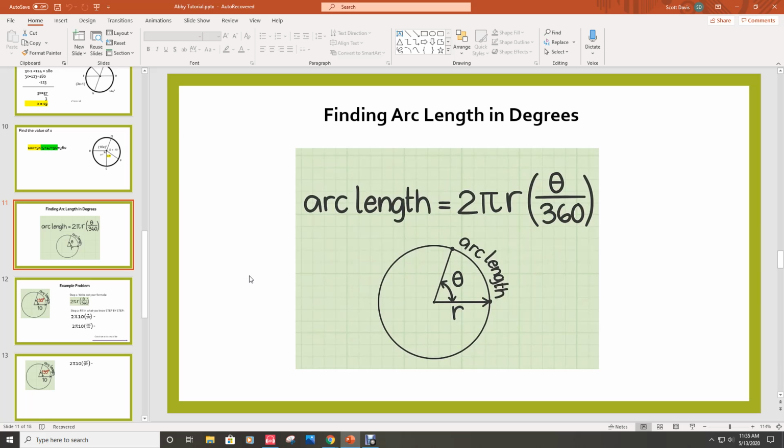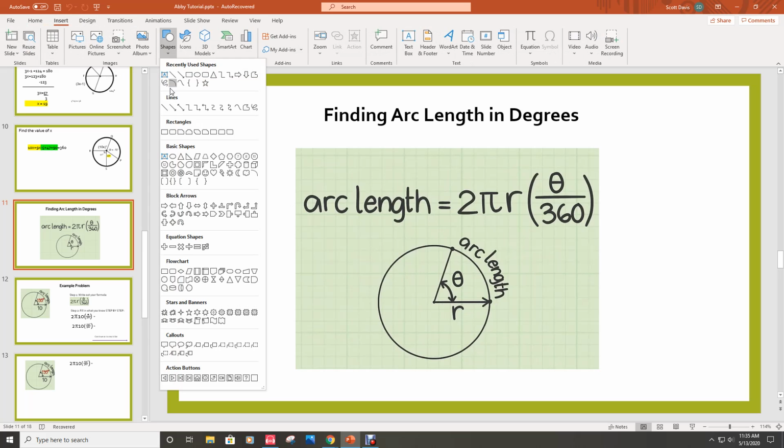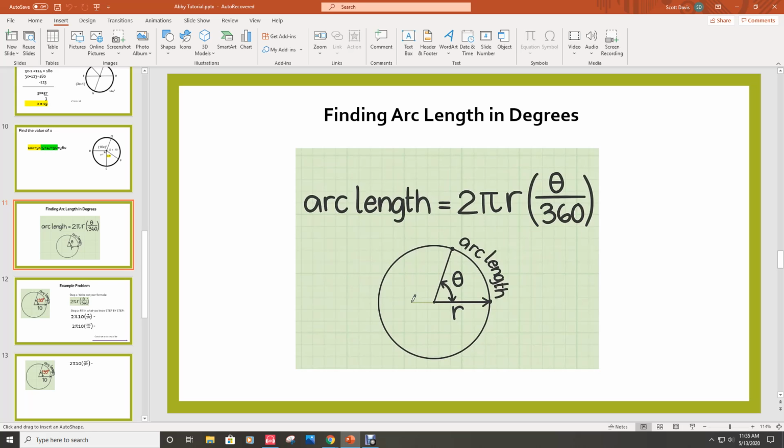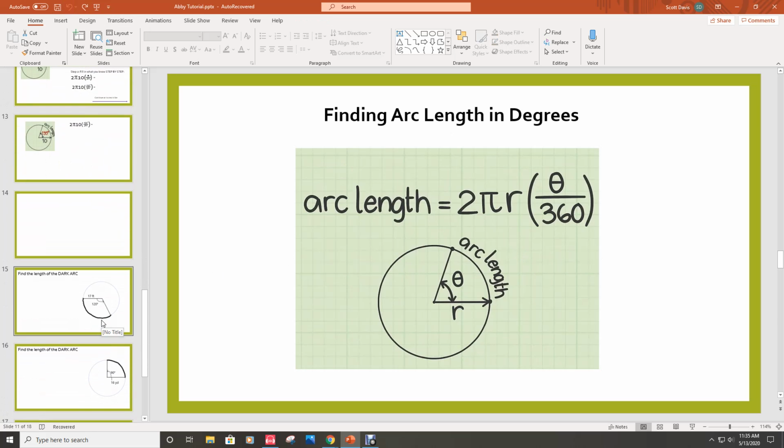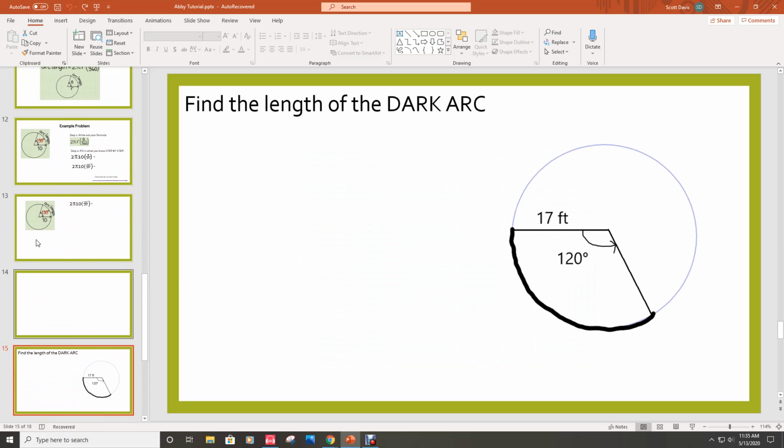Finding arc length in degrees. You have a formula. It's always going to be the same formula for finding it in degrees. You're going to be given a problem that shows you a circle, and it's going to offer you a radius. Sometimes it might offer you a diameter, where it has the line all the way straight across, and you would have to divide it in half to find out what that radius is. But in your problems, you're lucky they gave you radius only. So you're good to go there.